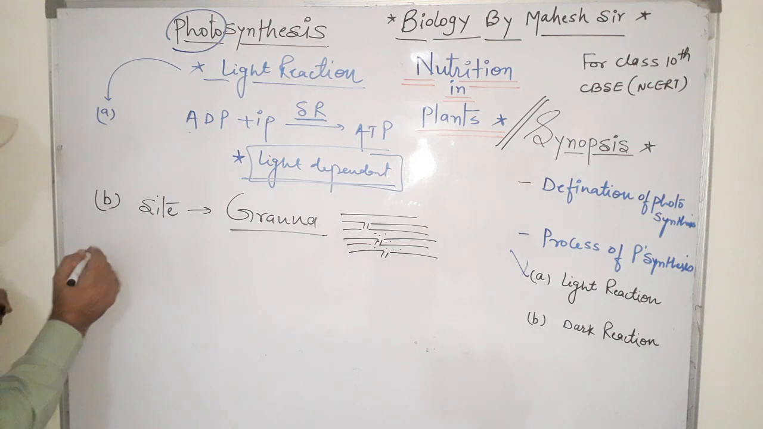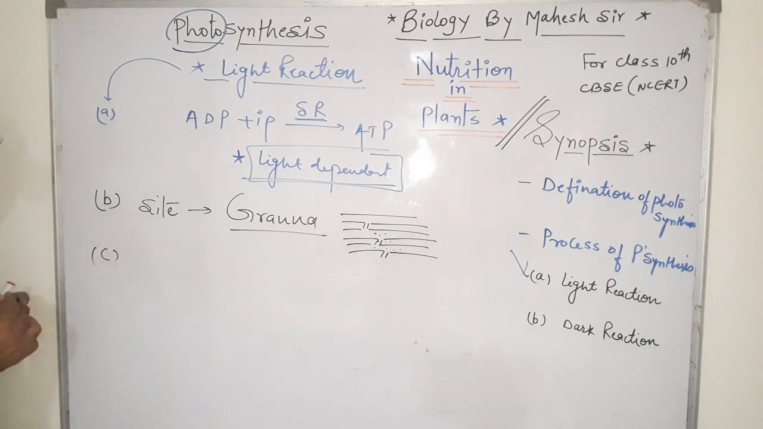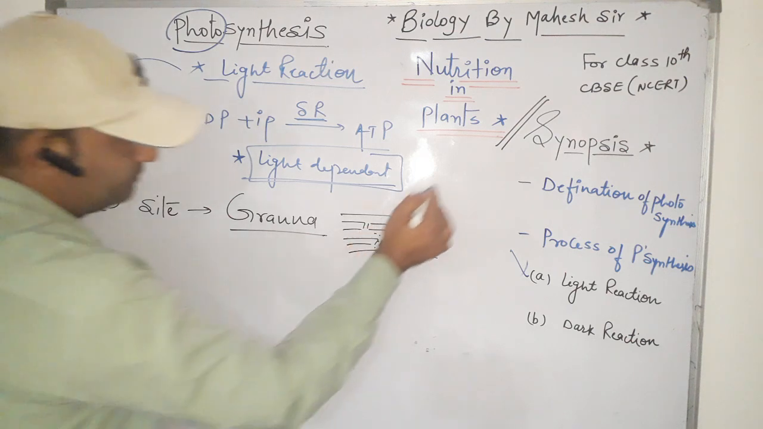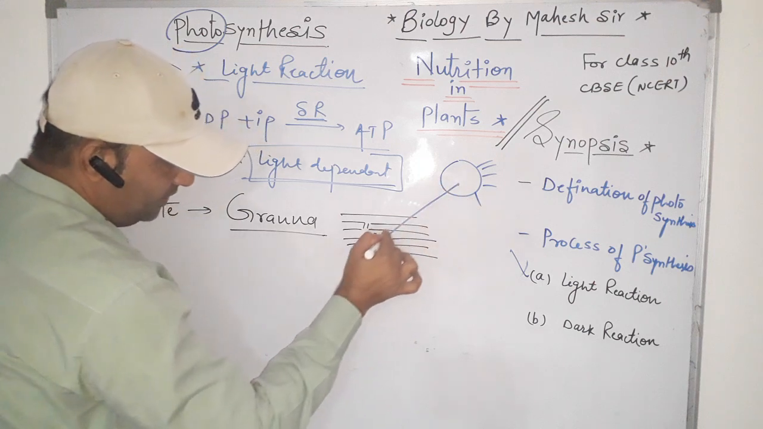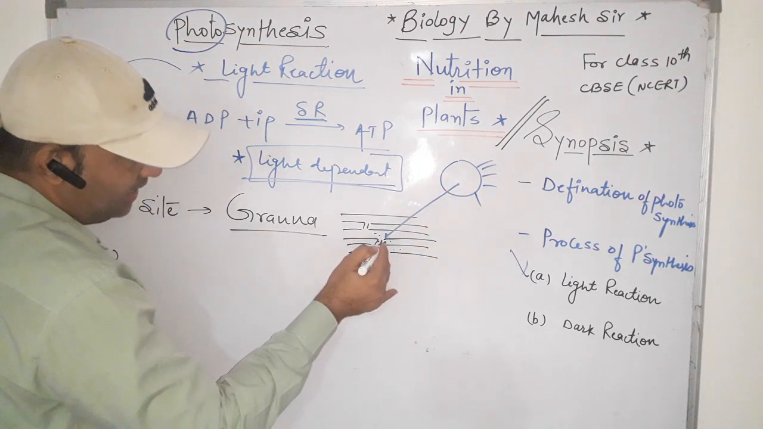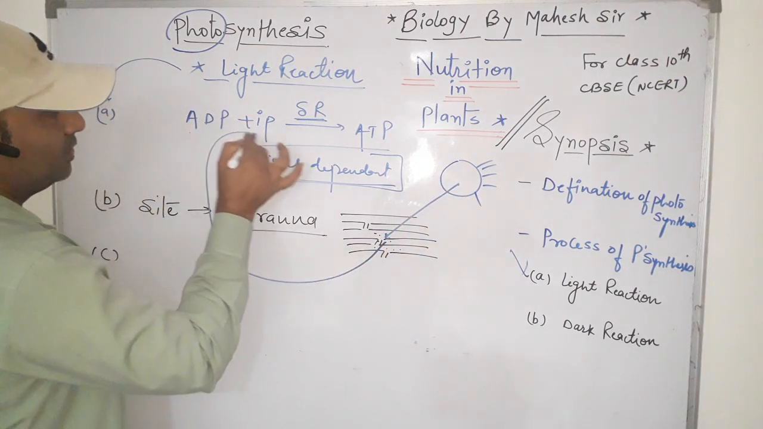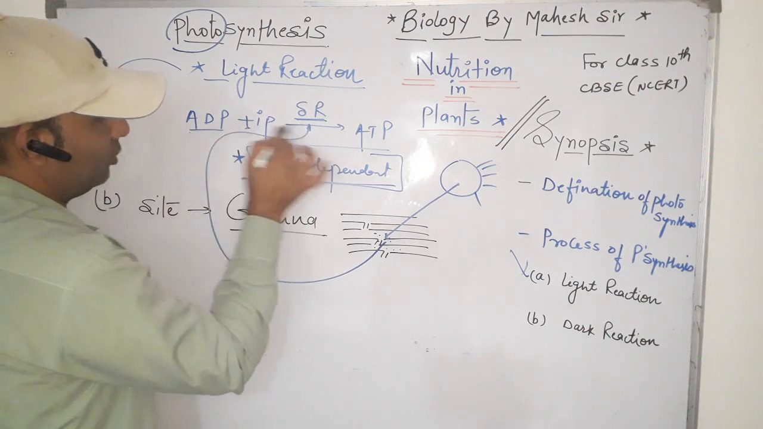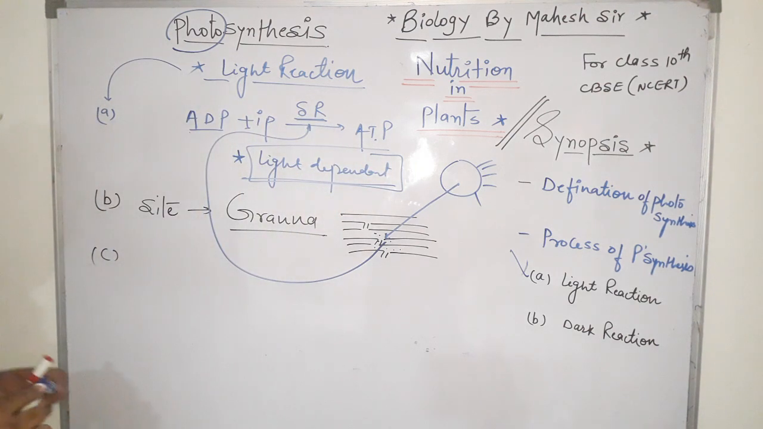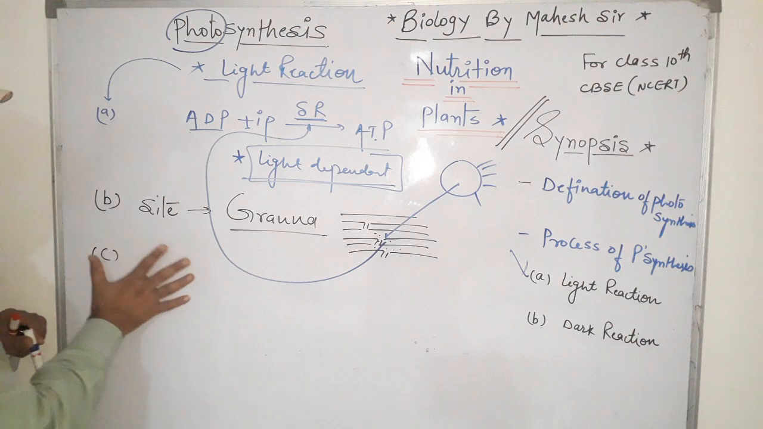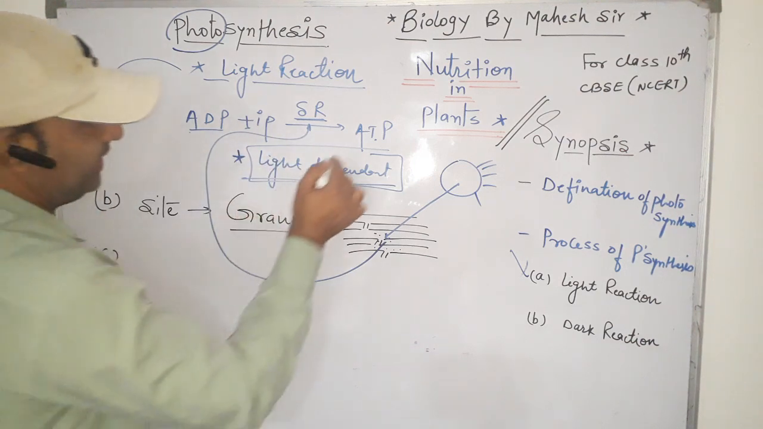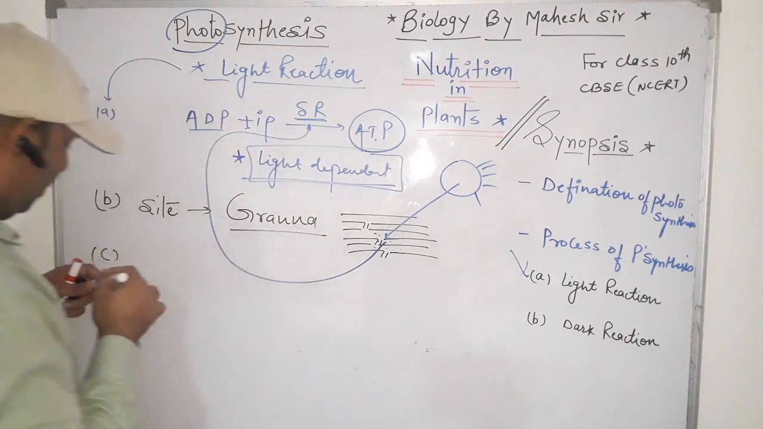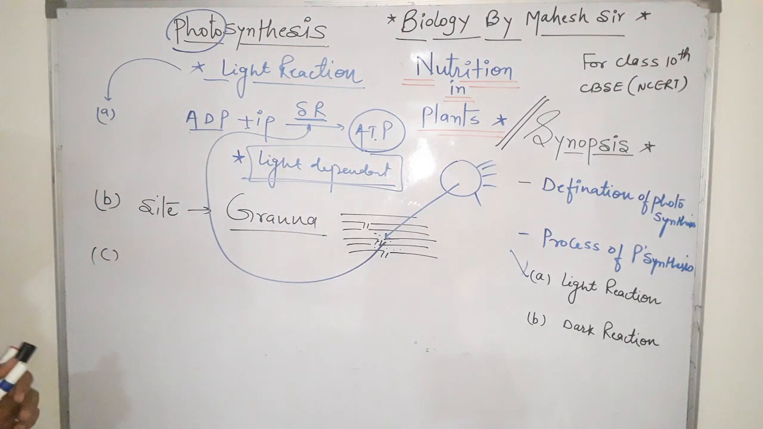Third, which is important, so you can easily understand the purpose of light reaction. The light reaction receives solar radiation and uses it to join ADP with inorganic phosphate and convert it into ATP. So this is the purpose of light reaction. In light reaction only ATP formation takes place. Clear?